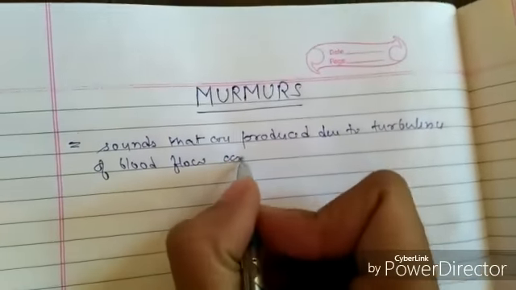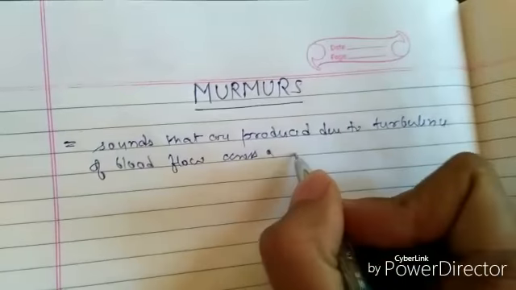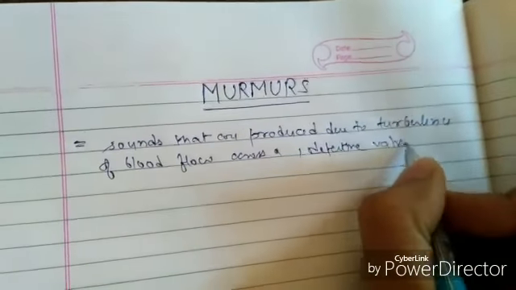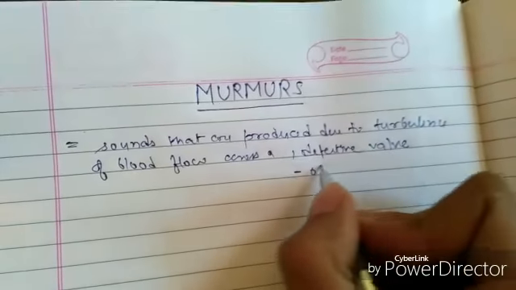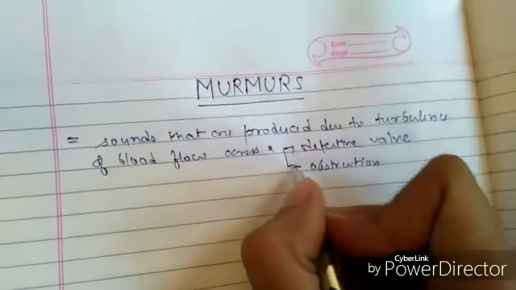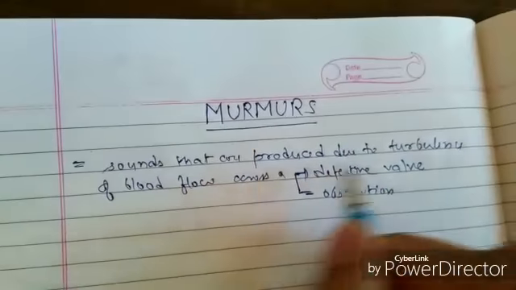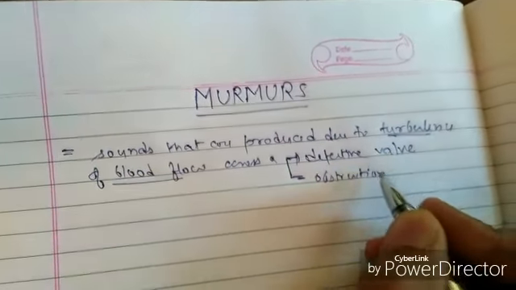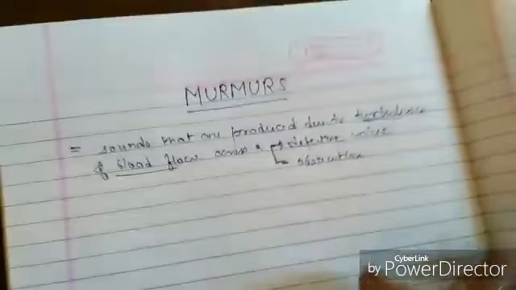Now the turbulence of the blood flow may be due to a defective valve, an obstruction, or hyperdynamic circulation. Defective valve, obstruction, and hyperdynamic circulation.